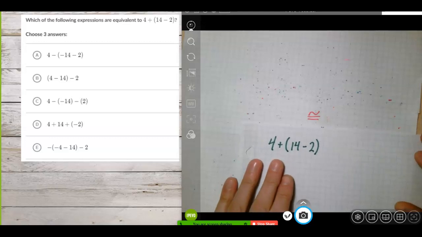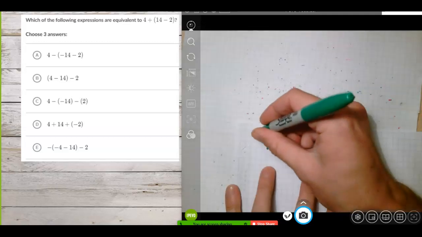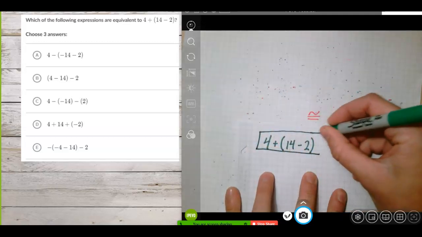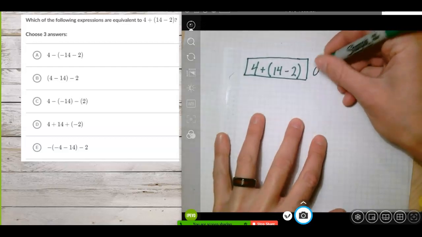When you're working problems like these, I always say to write down the original and keep that noted somewhere. So this is our original. We're gonna keep that noted, that this is what we want.